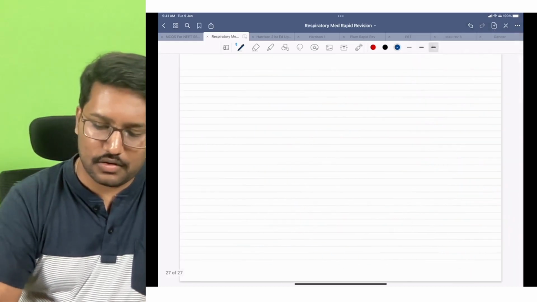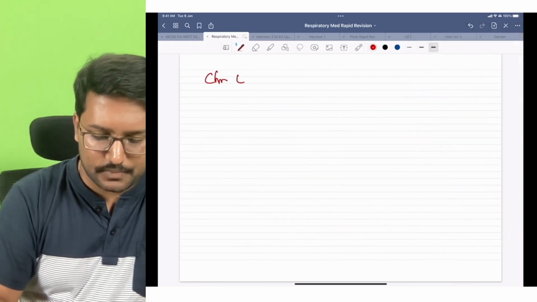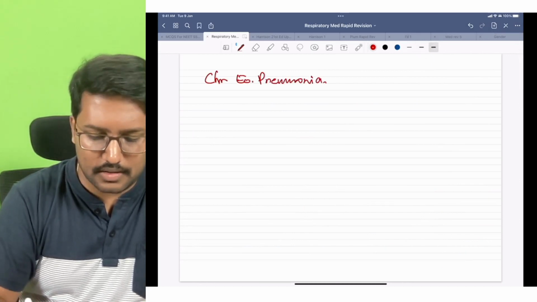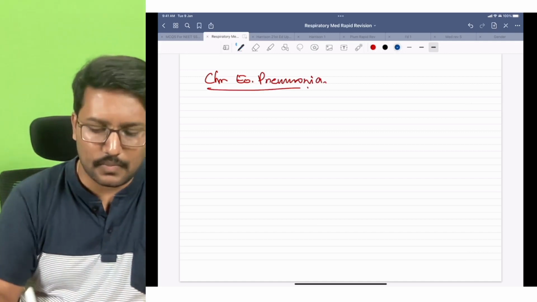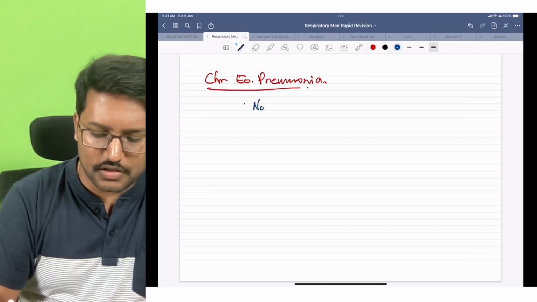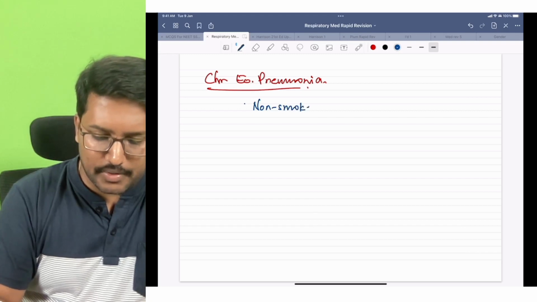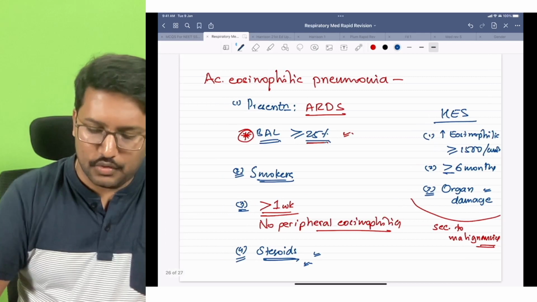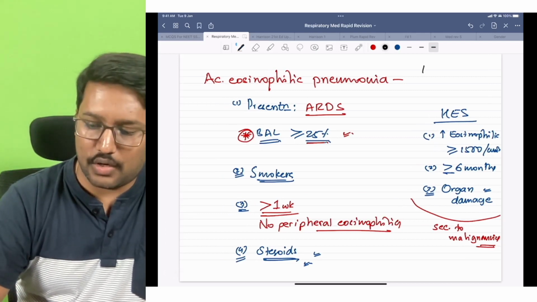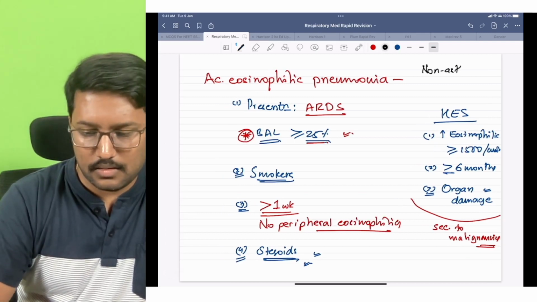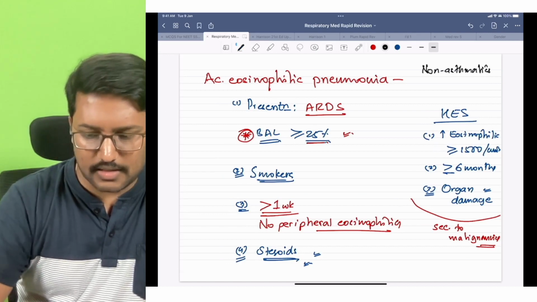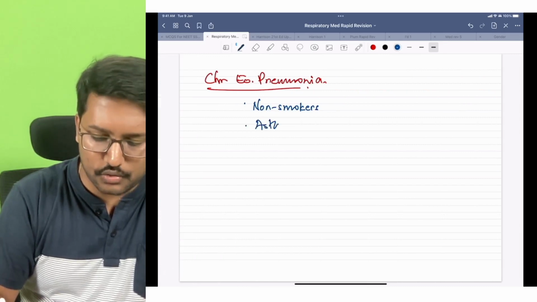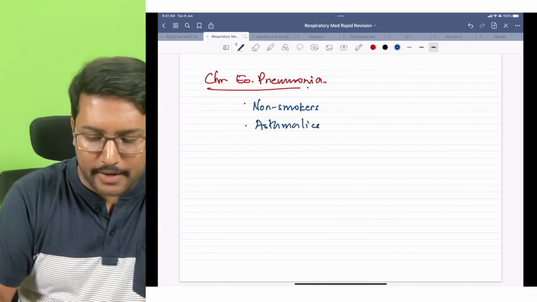Now, what we need to know about chronic eosinophilic pneumonia. The basic thing is that, obviously, it is chronic. It is typically seen in non-smokers. This point I forgot to tell you: usually acute eosinophilic pneumonia patients are non-asthmatics. Chronic eosinophilic pneumonia is relatively common in asthmatics or those who have a history of atopy.